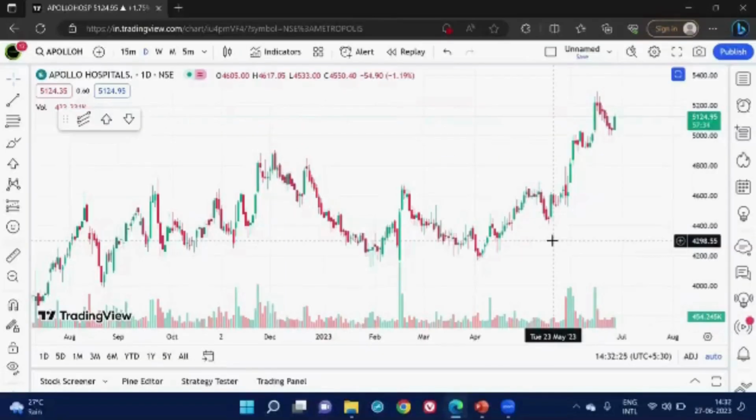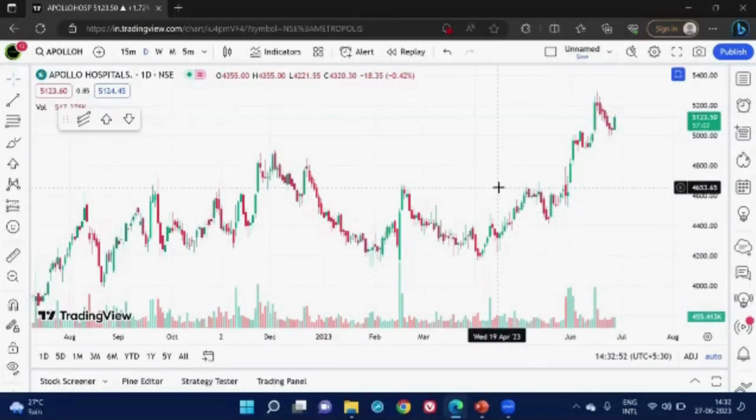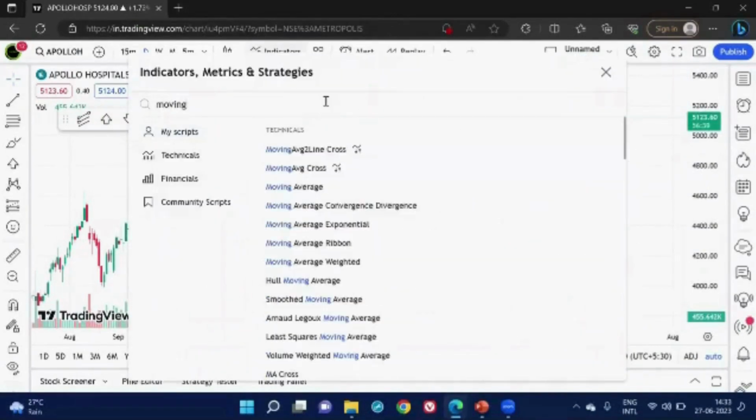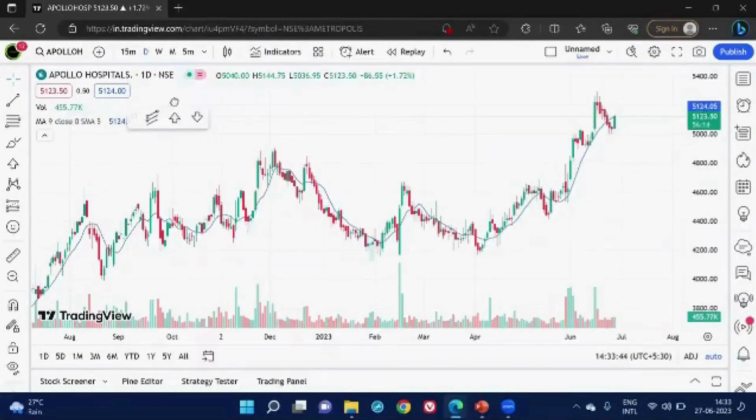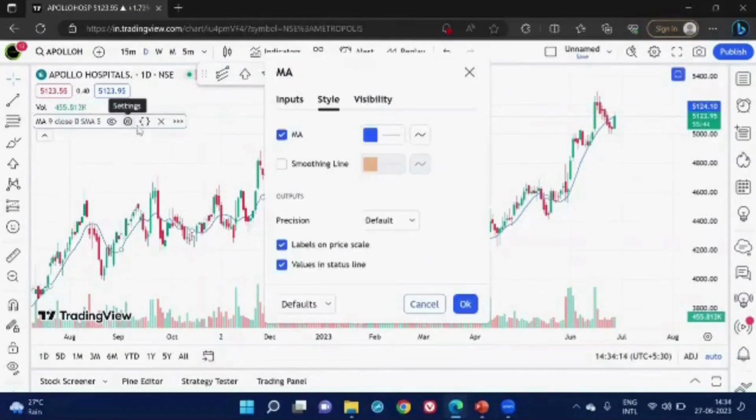Now on your screen you can see the daily candlestick chart of Apollo Hospitals. And on this chart, first I have to add the moving average indicator. So I will simply go to this indicator section, type in moving average. This is the one, and apply it to the chart. Now we don't want to use this indicator directly, we have to change some of its settings. So we will go to the settings of moving average indicator, and from there we will click input.